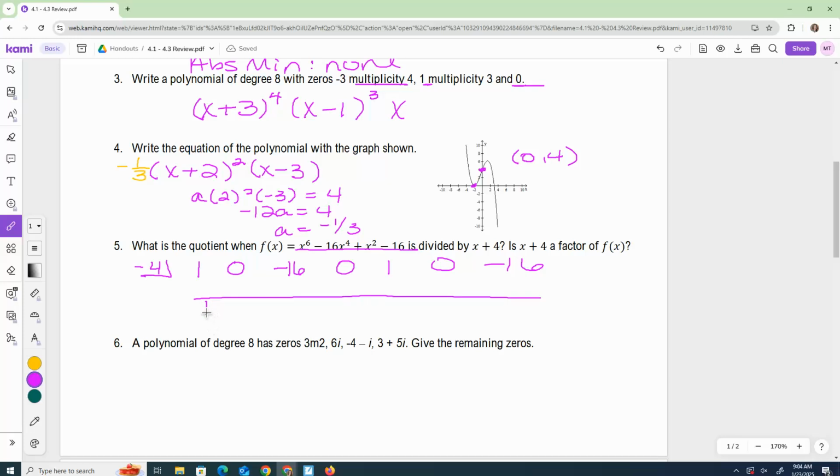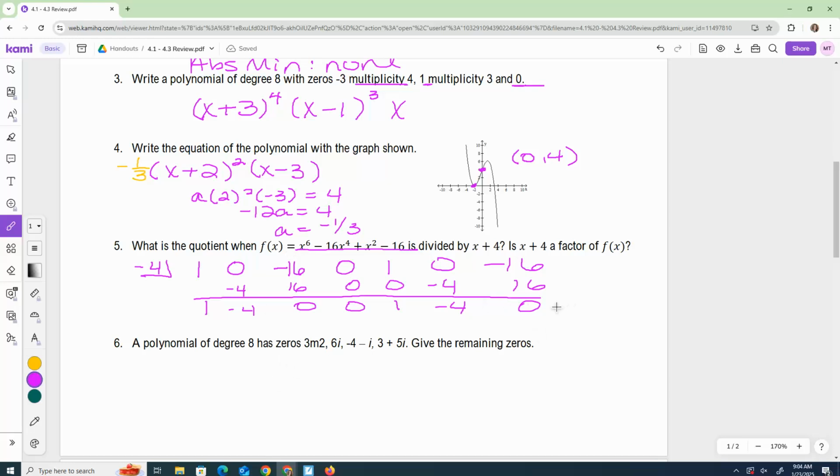So 1 comes down, 1 times -4, plus 0 is -4. -4 times -4 is 16. And you guys are doing okay with actually working out the synthetic division, aren't you? Well, where do you get these zeros from, though? The missing powers of x, because it went from x to the 6th to x to the 4th.